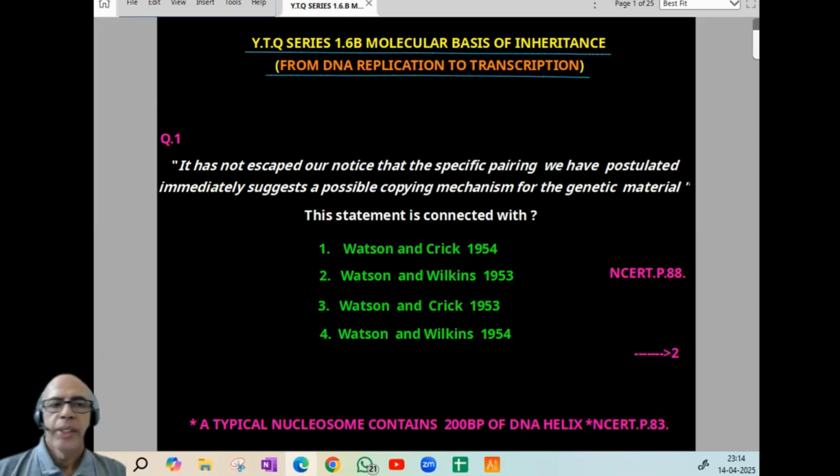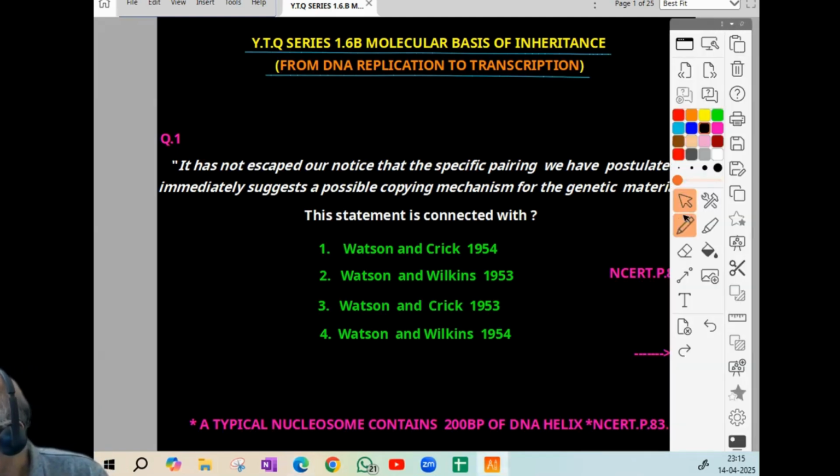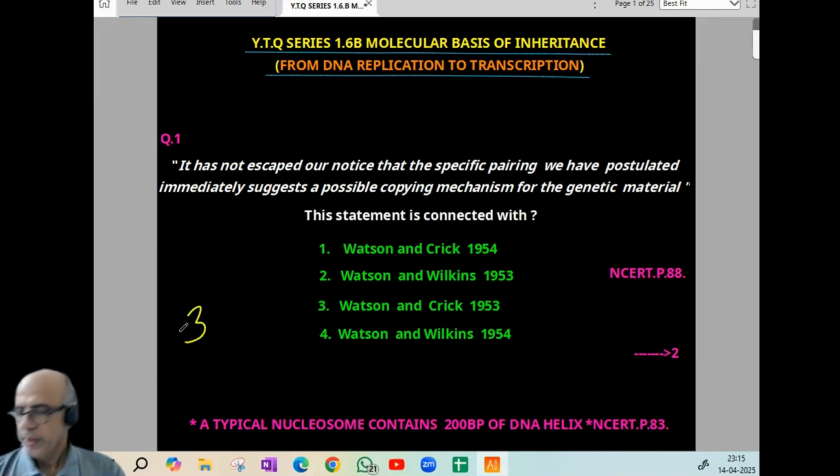So first question: it has not escaped our notice that the specific pairing we have postulated immediately suggests a possible copying mechanism for the genetic material. This is a statement from the NCERT book, page number 88, and after the statement we can find two scientists' names given, Watson and Crick in 1953. So option wise, it is option 3. Watson and Crick, 1953. So the first question answer is 3.